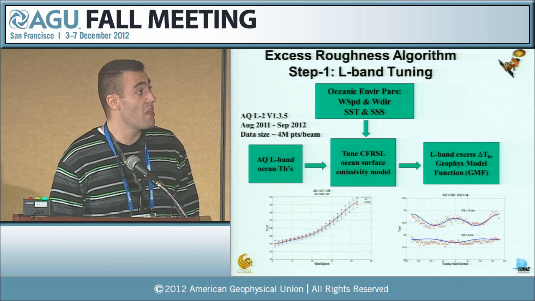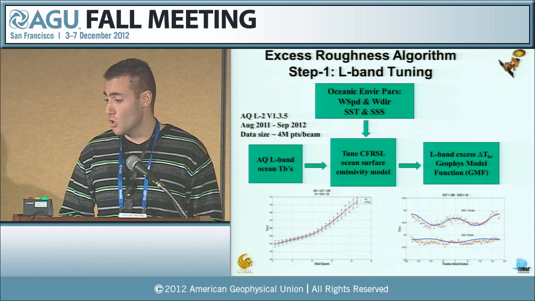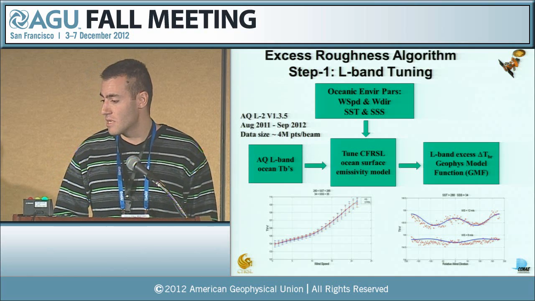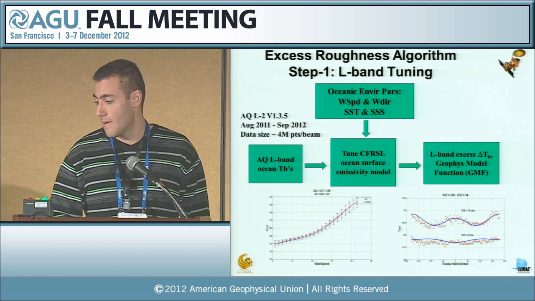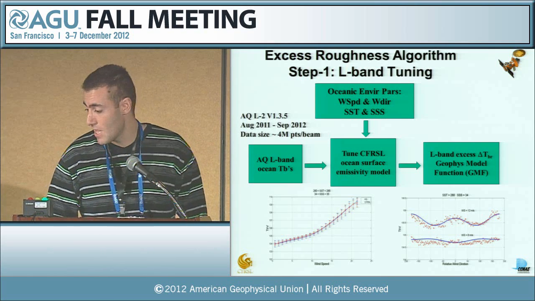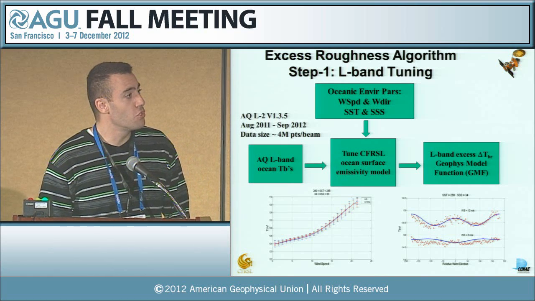We input those brightness temperatures to the model, and we use the ocean environment parameters such as wind speeds, which is the NCEP wind speeds, NCEP wind direction, SST, and the HYCOM salinity. And what we have is the L-band excess brightness temperature. Two plots at the bottom.